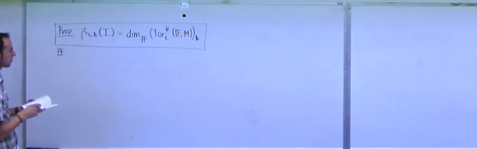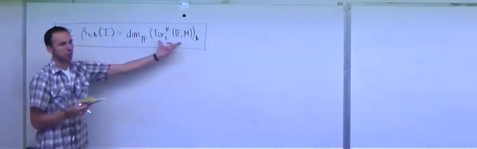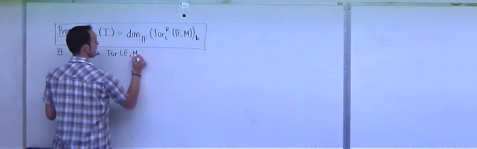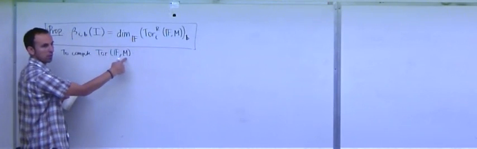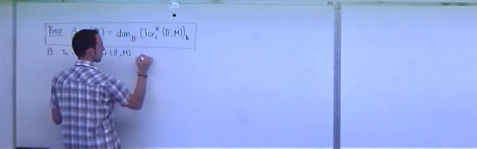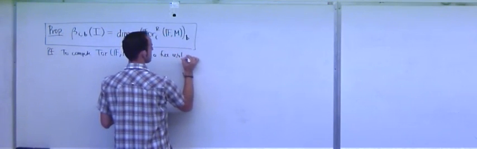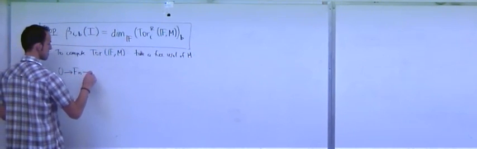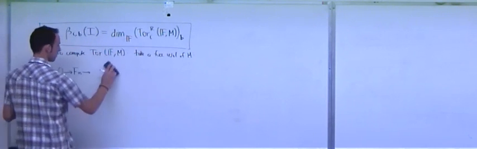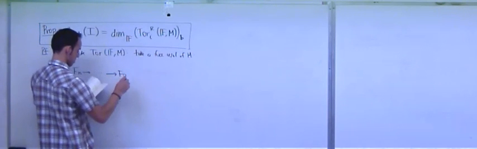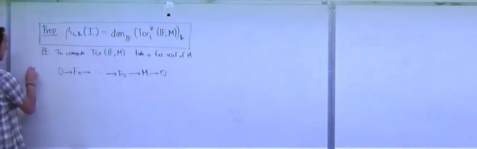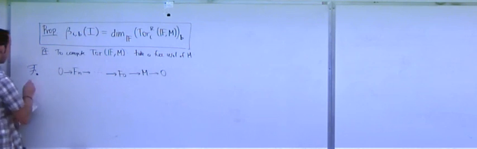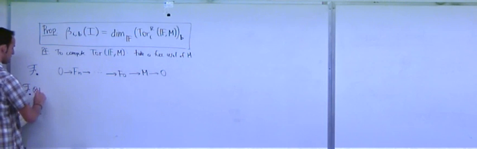First of all, remember what this Tor is. To compute Tor of F and M, remember what we do is that we take a free resolution of M, and we tensor it by F. Let's call the free resolution F dot. And then we tensor everything by M, and what we get is something called F dot tensor M, and it looks like this.